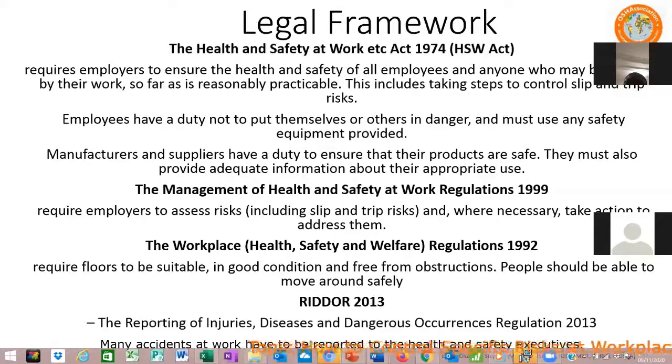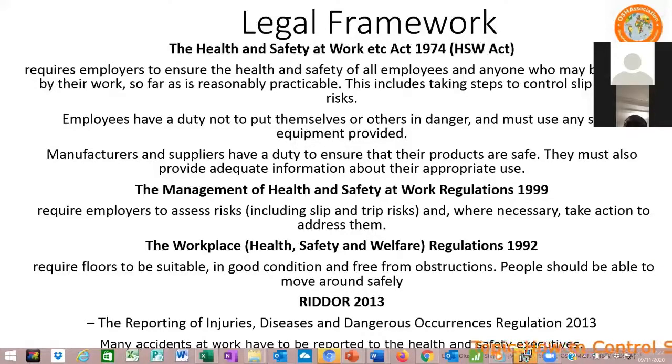When you don't do that, then you might be caught up with the Management of Health and Safety at Work Regulations 1999. The Workplace (Health, Safety and Welfare) Regulations 1992 also require floors to be suitable, in good condition, and free from obstruction. People should be able to move around in the factory, in an admin area, in any place you find yourself. They should be able to walk freely, without slips or trips.